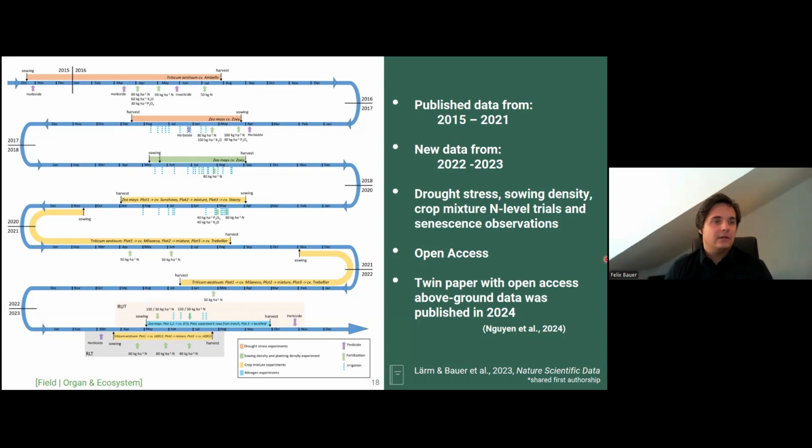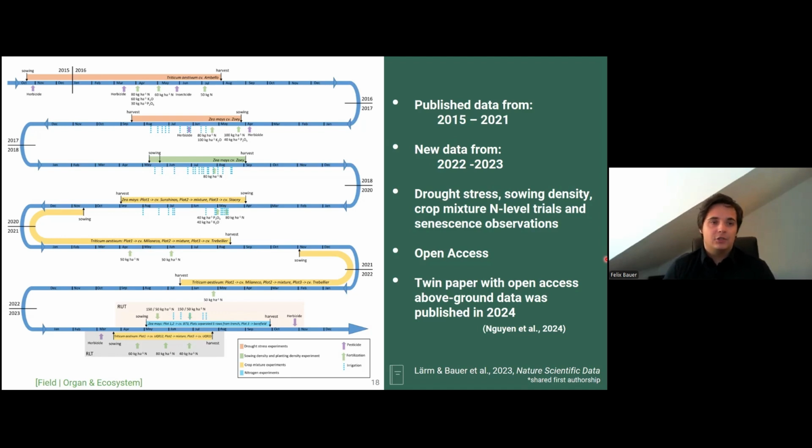And we did all this together for the data from 2015 until 2023 now. So it's almost a decade of data that we have. And we published the data then in 2022 with data containing experimental data from 2015 and 2021. This is a running database which is always updated, and it contains different experiments such as drought stress experiments, sowing density, crop mixture experiments with deep and shallow rooting cultivars, for example, and recently also nitrogen experiments.